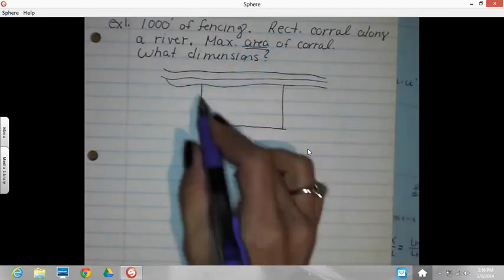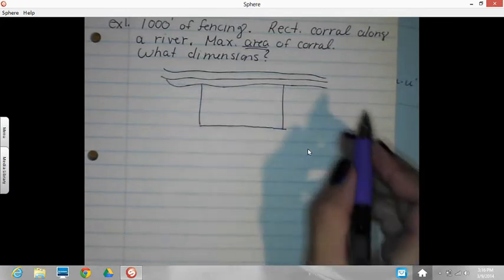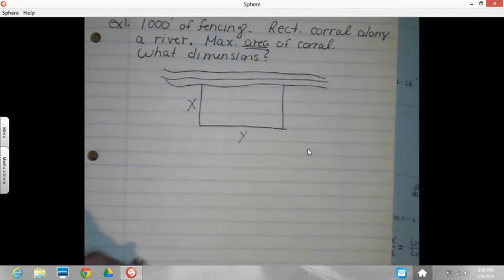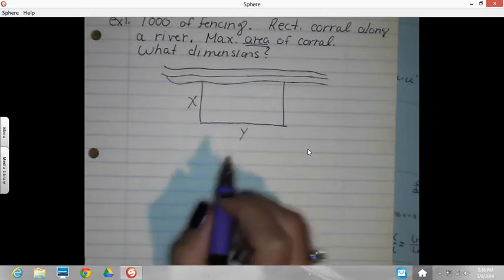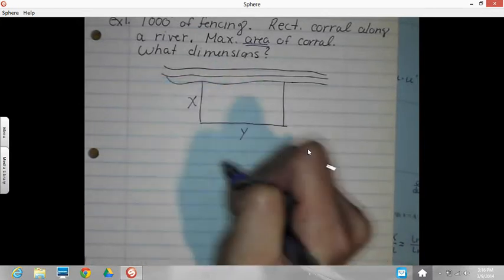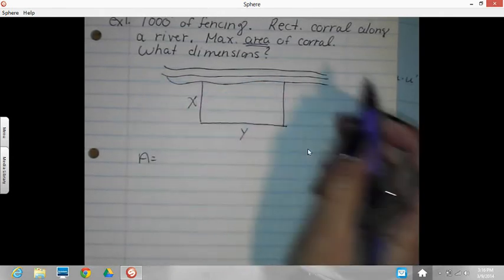So I've got my picture, but I don't have any labels. I don't know what the dimensions are, and I've got two different dimensions here, length and width. So I'll call one of them X and one of them Y. So now the picture's done. I want to maximize area, so I want to write an area equation. Well, the area of a rectangle, shouldn't have to Google that one, X times Y.